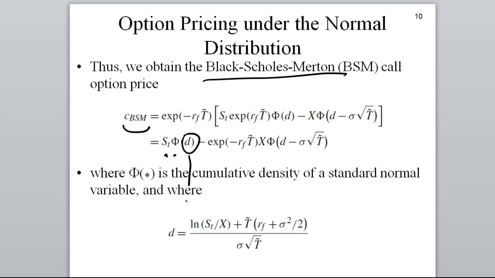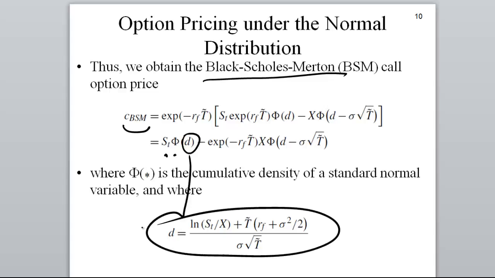This D is going to be this parameter D. Then here we're going to have the discounting. X is going to be the strike. And then sigma is going to be the standard deviation. And this is going to be the formula, the accepted formula for the Black-Scholes-Merton model.